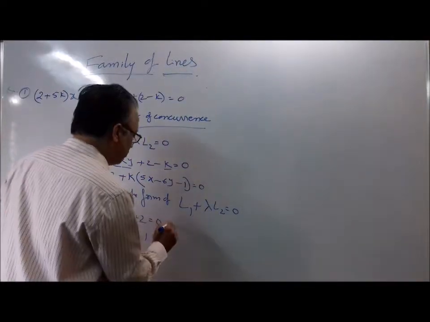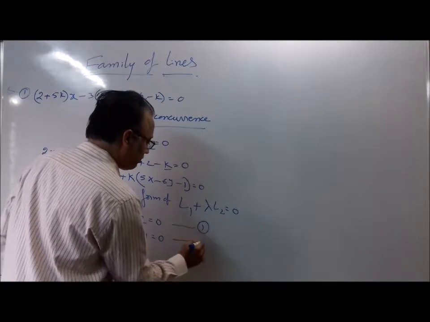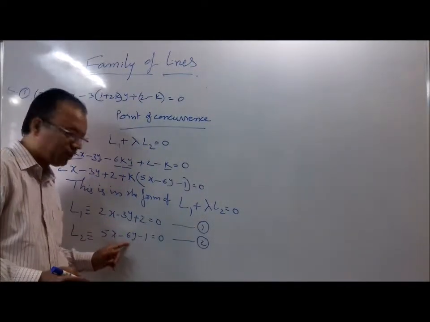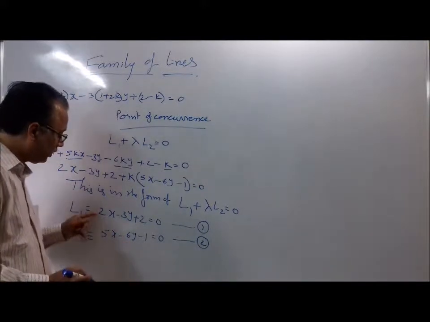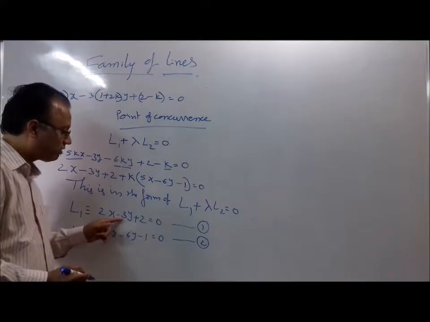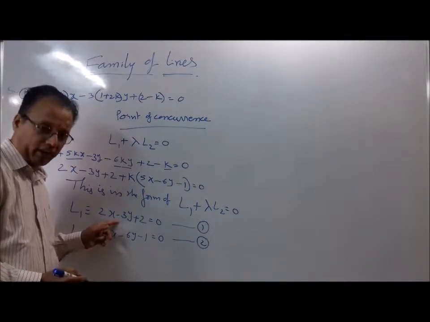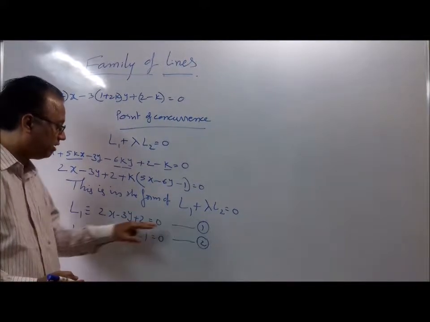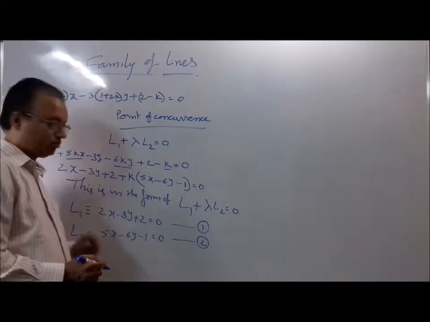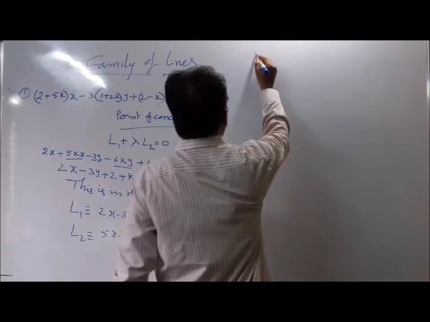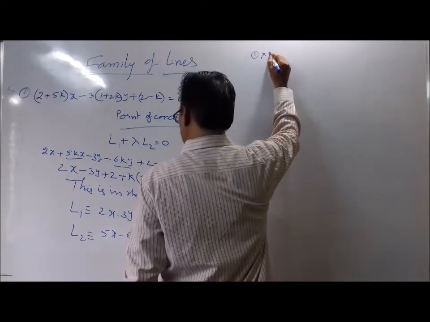So this is number 1, this is number 2, this is 3y, this is 6y. Instead of multiplying 2 here and 5 here, it is convenient for us to eliminate y. So I multiply the first line by 2 to make it 6y. 6y will be cancelled. So the first one, multiply with 2.